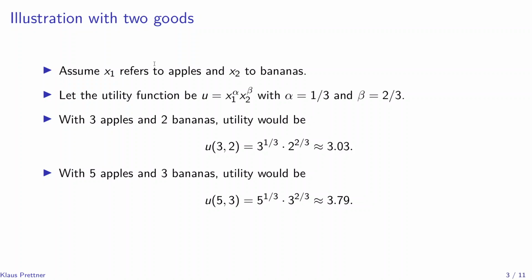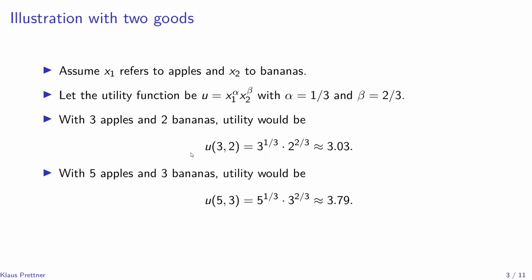Now let's illustrate this with a very simple example with two goods, where we say that x1 refers to apples and x2 to bananas, and the particular functional form of the utility function is that the utility level would be determined by consumption of x1 with an elasticity alpha, where alpha measures the extent to which more consumption of good 1 would increase utility, and consumption of good 2 with an elasticity of beta. Here we take, just for simplicity, alpha to be 1/3 and beta to be 2/3, which would basically lead to a Cobb-Douglas utility function, where the exponents add up to 1.